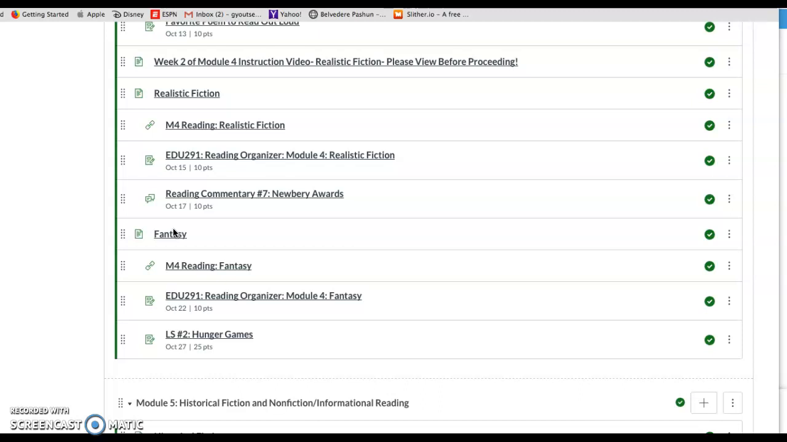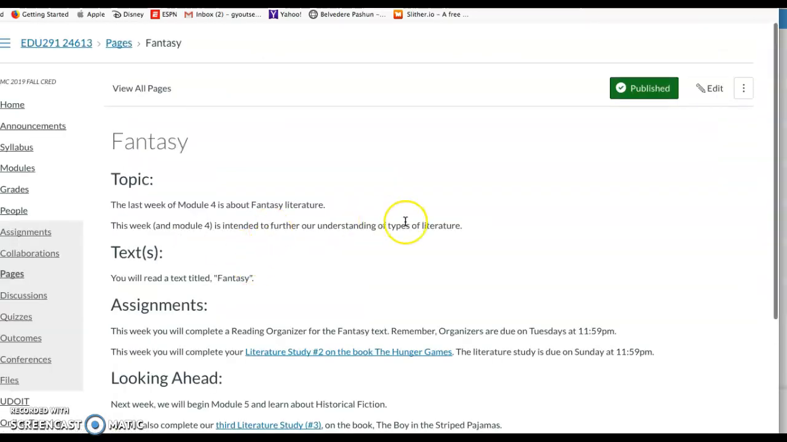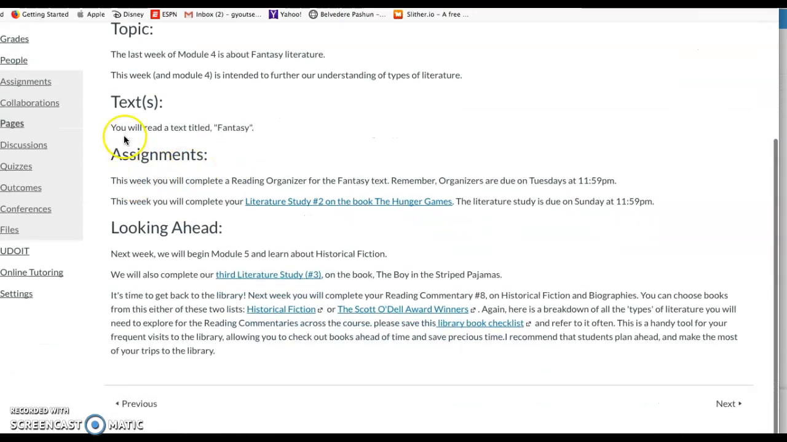This week we have our second literature study due on the Hunger Games, and we will also be completing a reading organizer on fantasy. So of course the first thing we do, as we know, is we click on the overview tab of the week. And let's see what is laid out for us. Of course, that we need to read our module reading of fantasy, and that will help you complete your reading organizer that is due on Tuesday of this third week in module 4.